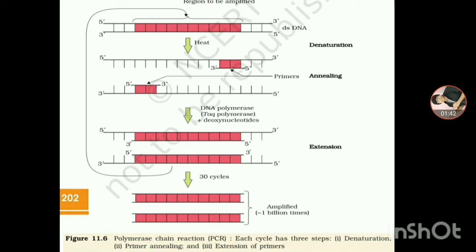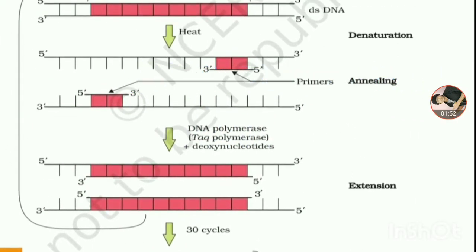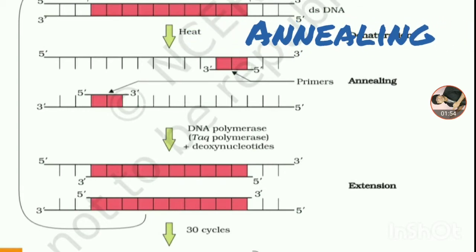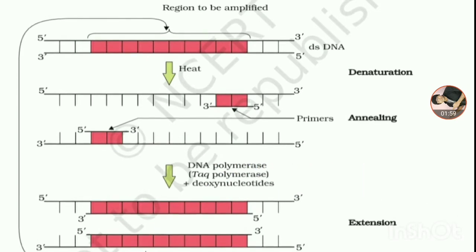So, PCR is divided into three major steps. First, denaturation of the DNA. Second, annealing. Third, extension. In denaturation, what is denaturation? The process of separation of both PNC of DNA by giving heat at 94 degree temperature. This will break the DNA into two separate PNC.